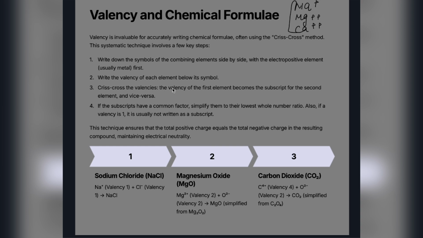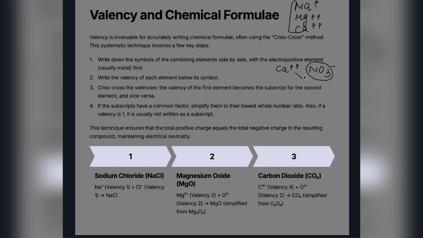While writing a formula, we need to remember a few important points. First is, do not write 1 as a subscript in the formula. Next is, simplify the subscript if possible and use brackets only if a group of atoms is repeated. Like in the case of calcium nitrate. Calcium is positively charged. Calcium has +2 valency and nitrate is a negatively charged ion. Here, nitrate is not an element, it's an ion. It is a group of atoms.